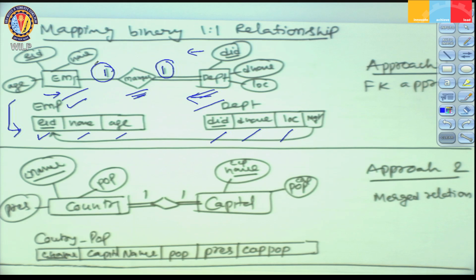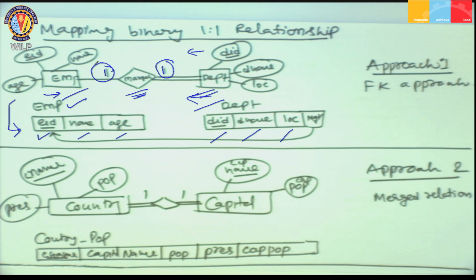But if you look at the participation, let us assume that there are 1000 employees and only 5 departments, then only 5 employees can become managers, and the remaining 995 are not managers.